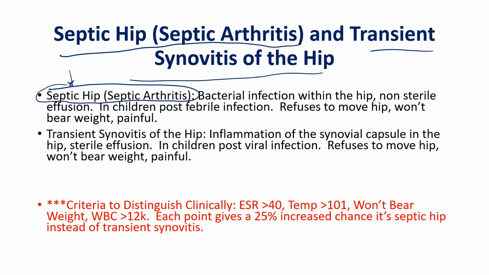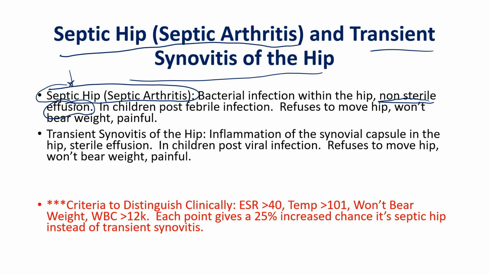It's a bacterial infection within the hip, okay? And it is non-sterile. What does that mean? Something that's non-sterile means that there is bacteria and pathogens located where the infection is, which would be in the hip capsule. So the effusion, if you were to tap the hip and get the fluid out, it's going to have bacteria and pathogens in it. So it's non-sterile. This is called septic hip.